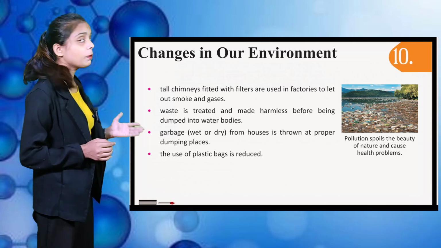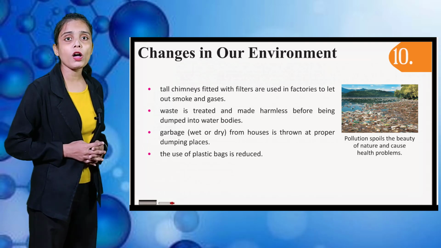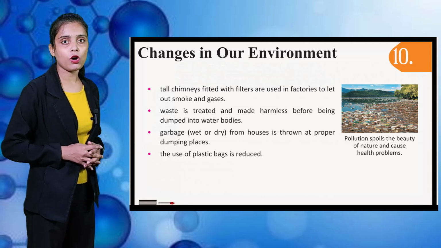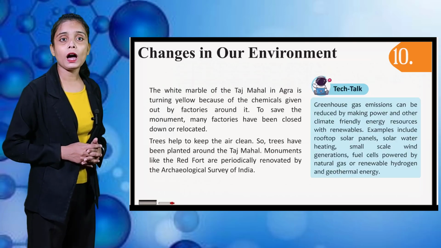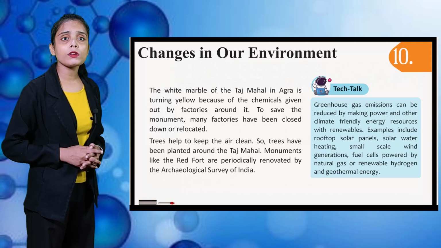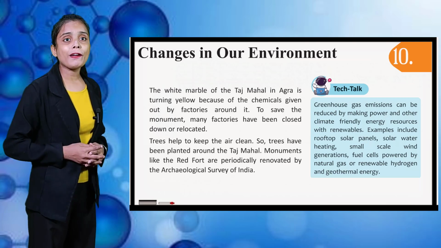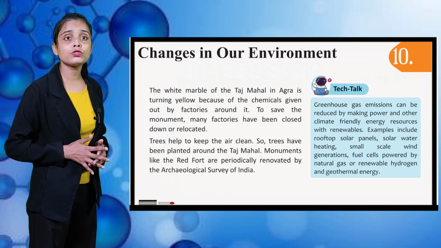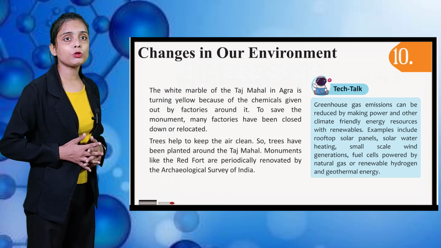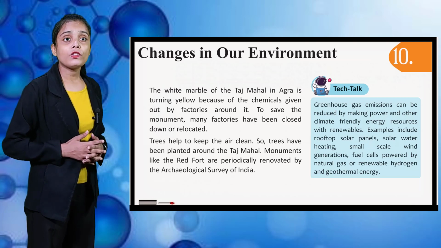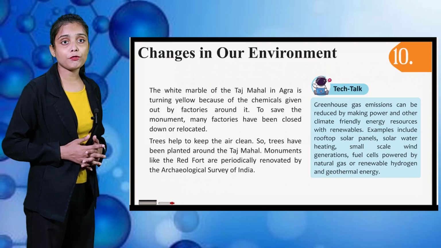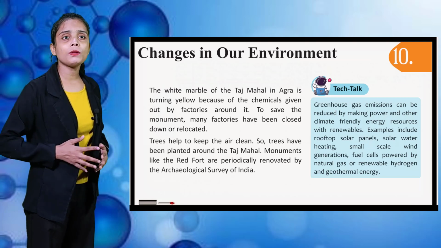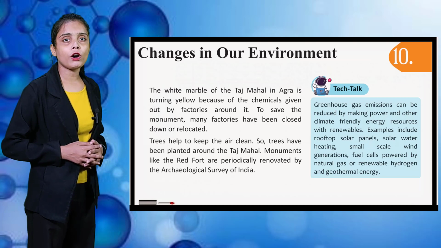Now here you can also see the picture which is showing pollution spoils the beauty of nature and causes health problems. Now let's see. The white marble of the Taj Mahal in Agra is turning yellow because of the chemicals given out by factories around it. To save the monument, many factories have been closed down or relocated. Trees help to keep the air clean, so trees have been planted around the Taj Mahal. Monuments like the Red Fort are periodically renovated by the Archaeological Survey of India.